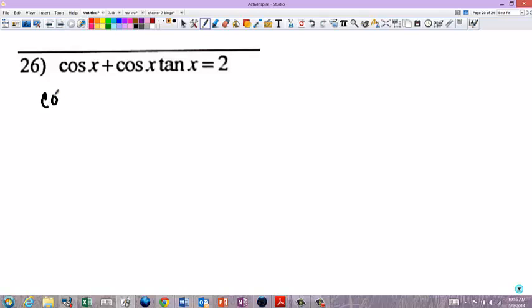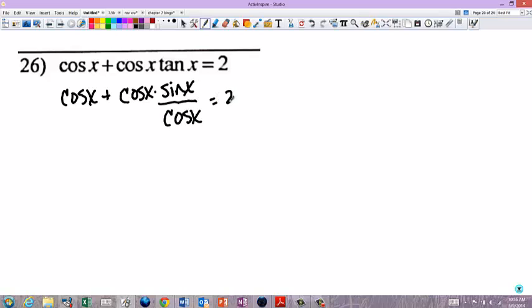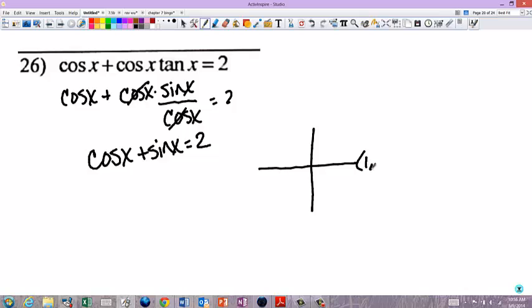On this one, I would factor out cosine. I cannot factor if there is a number there. So I would do cosine plus cosine times sine over cosine equals 2. These cancel. So where does cosine x plus sine x equal 2? If you think about it, there's nowhere on your circle where that can happen, because the biggest cosine or sine ever get is 1, and if you add it to the other one, you're not going to get 2. So this is not true. No solution again.